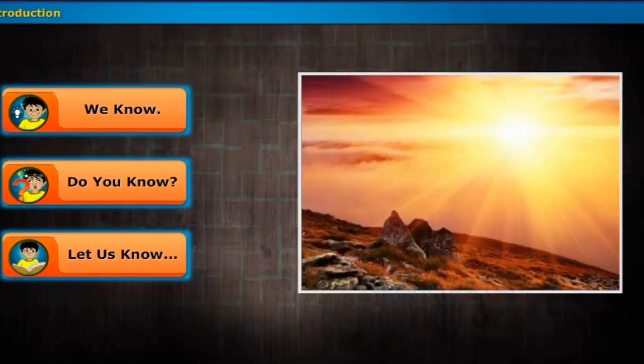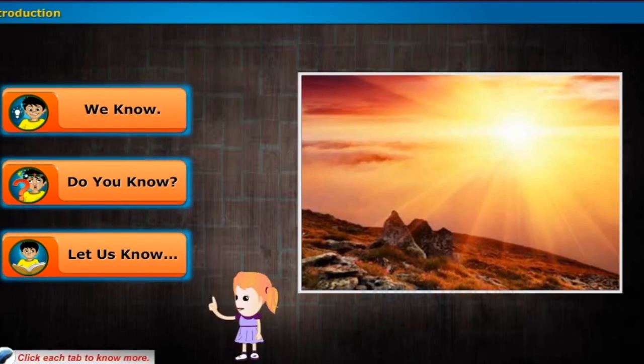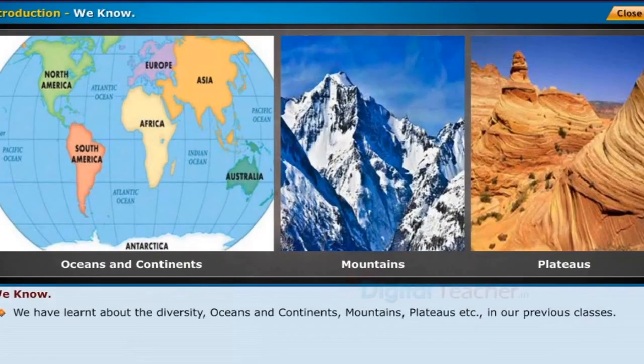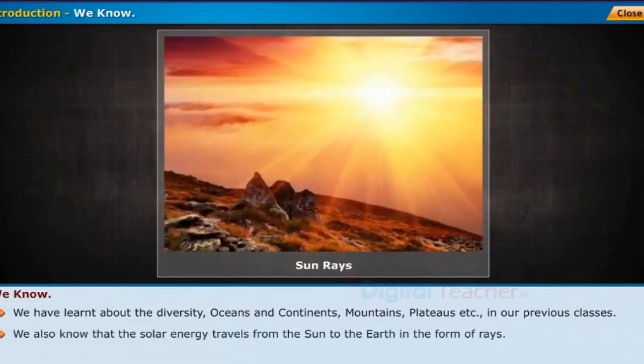Introduction. Before entering into the chapter, follow the instructions shown on the screen. Click each tab. We have learnt about the diversity, oceans and continents, mountains, plateaus, etc. in our previous classes. We also know that the solar energy travels from the sun to the earth in the form of rays.